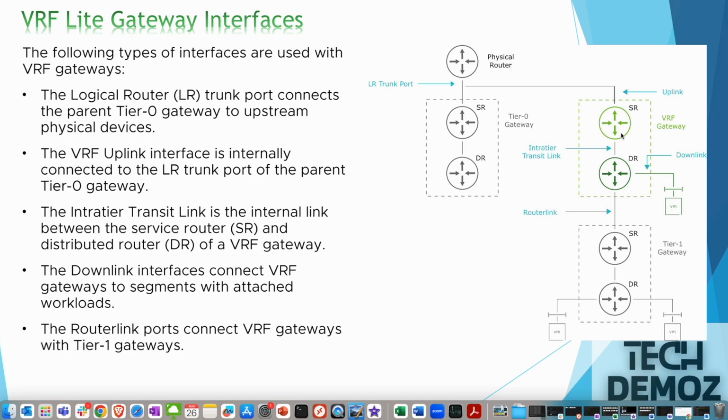The third link, the intra-tier transit link, is the link between the SR and DR of the specific VRF. If there is VRF1, VRF2 or N, another link is created for each of them. Then there is a downlink, where the VMs are going to be connected. And last we have a router link. Under the router link, the DR is further connected to the SR of the Tier 1. So if we have a Tier 0, Tier 1 topology, in that case Tier 1 is connected to the Tier 0 using the router link.